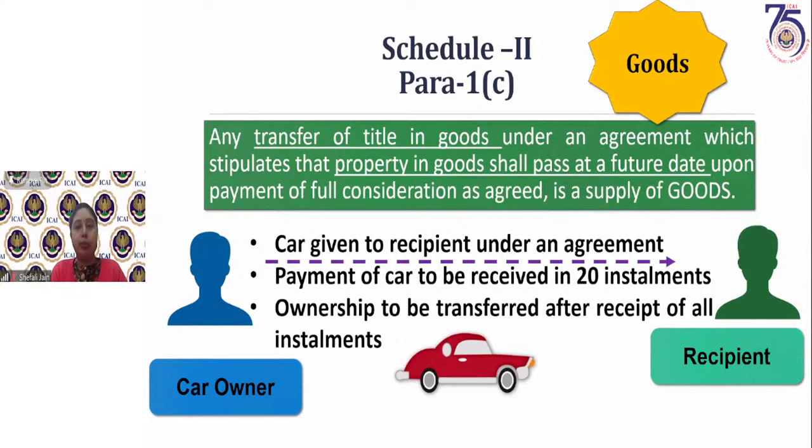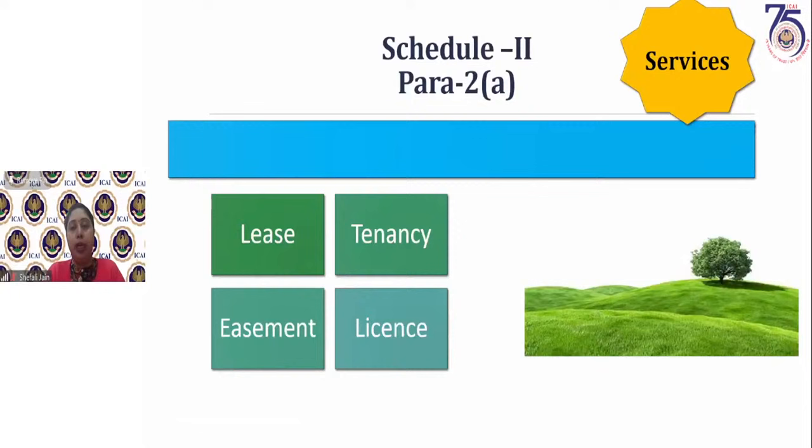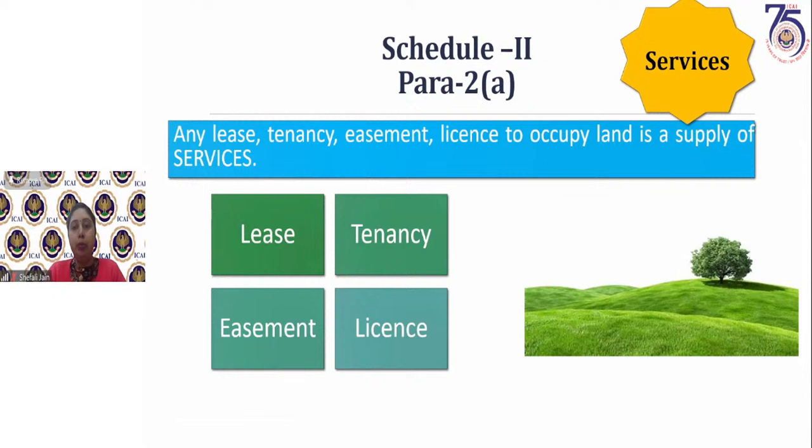Then we come to Schedule 2, Para 2. Para 2 is actually the lease or licensing of land and building. Para 2A is regarding land, and Para 2B is regarding the building.